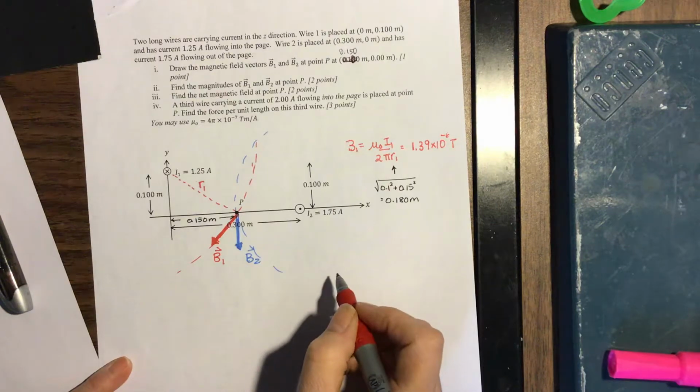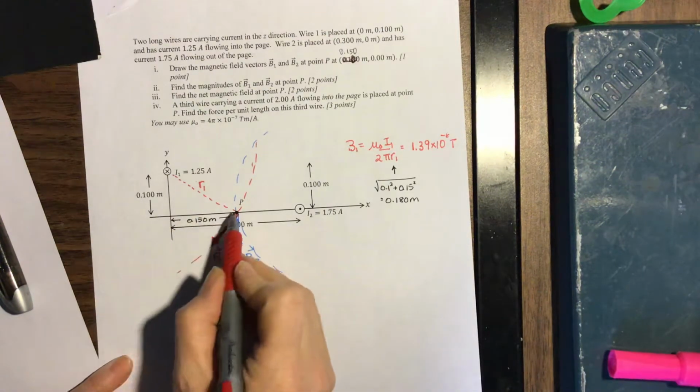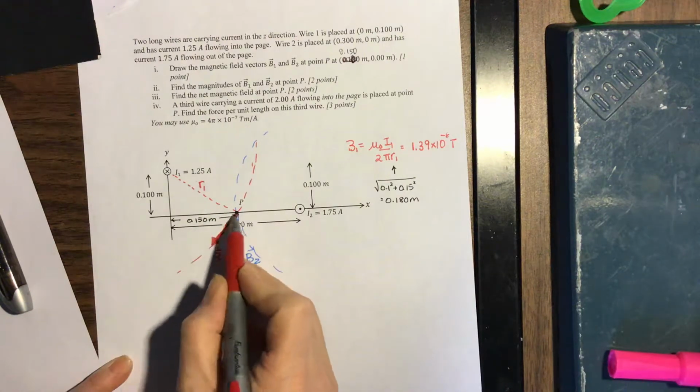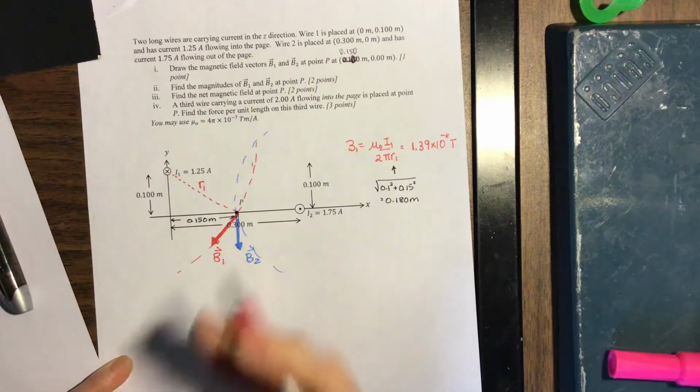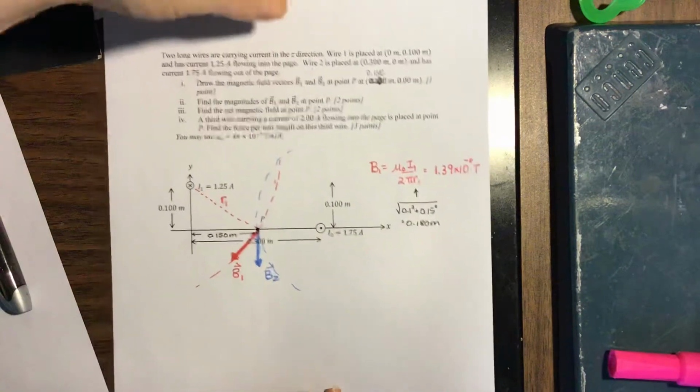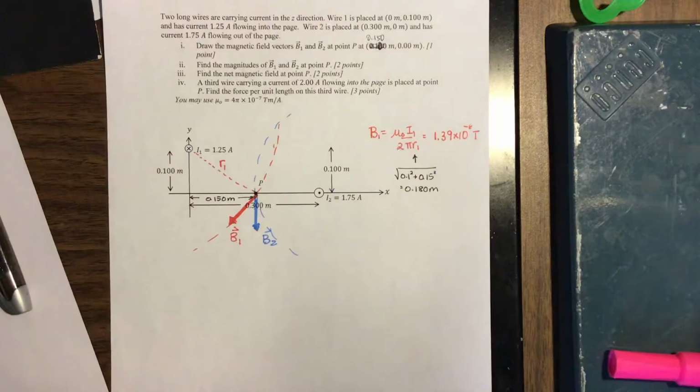Thinking ahead, we are going to have to write this as a vector, so eventually we're going to start thinking about angles. We can use a little bit of trig to find this angle, that those are perpendicular, we'll be able to find that angle, and then we'll be able to write our B1 in components. But for right now in this part, it only asks for the magnitude of B1 and B2, so we're okay there.